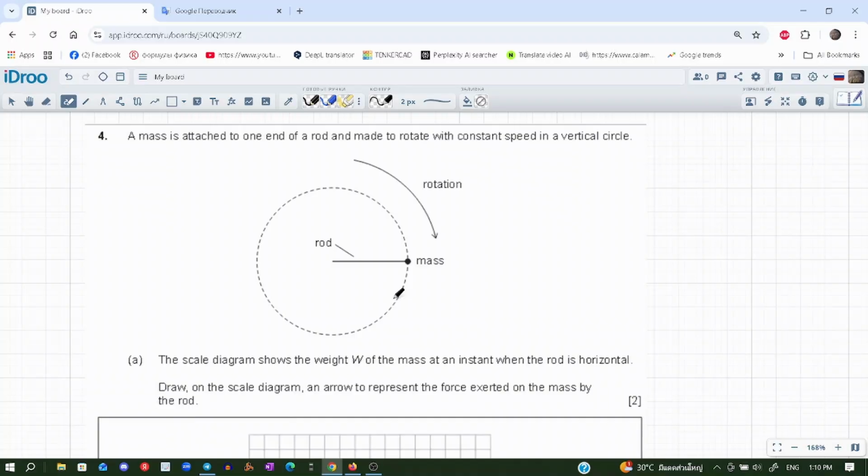A mass is attached to one end of a rod and made to rotate with constant speed in a vertical circle.